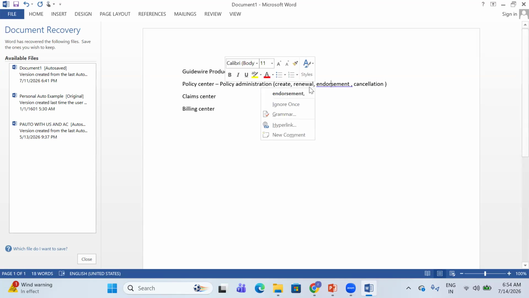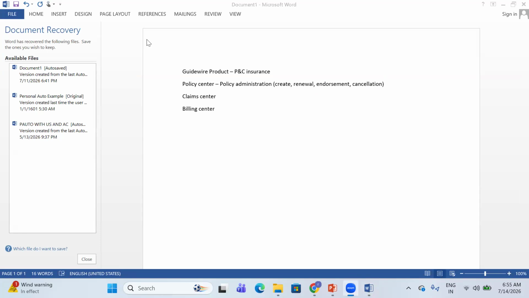Guidewire PolicyCenter is used for creation of policies, cancellations, endorsements, renewals. Everything can be done under the PolicyCenter. That is point number one. Second, ClaimCenter is generally for claims processing. This is used for claim processing.